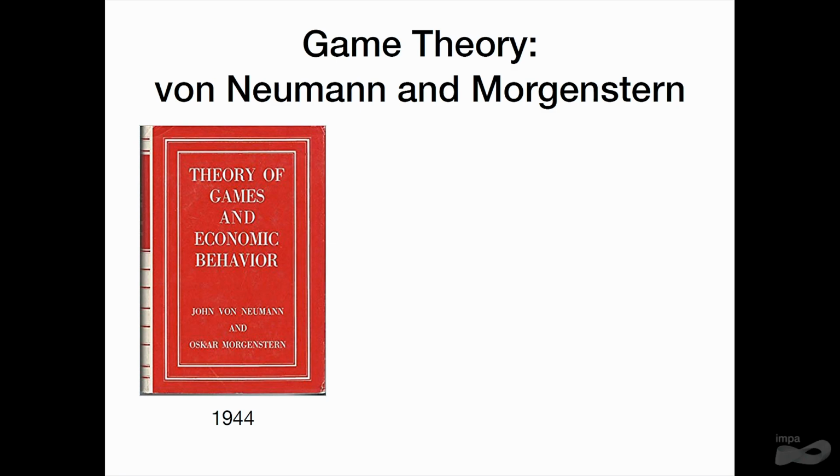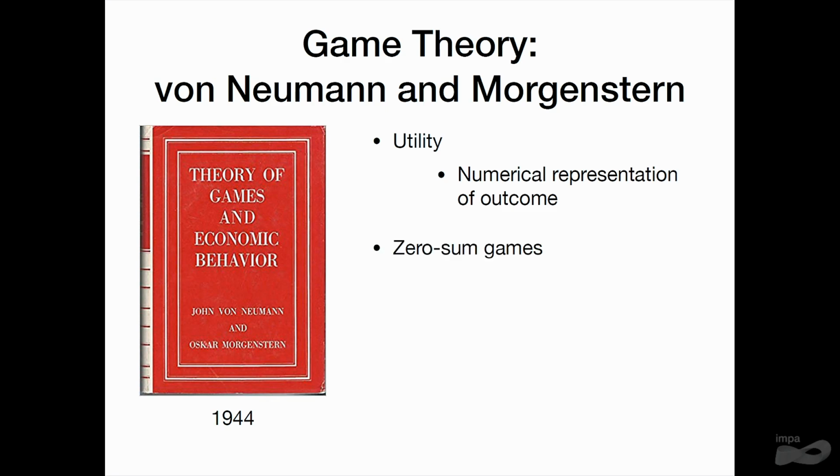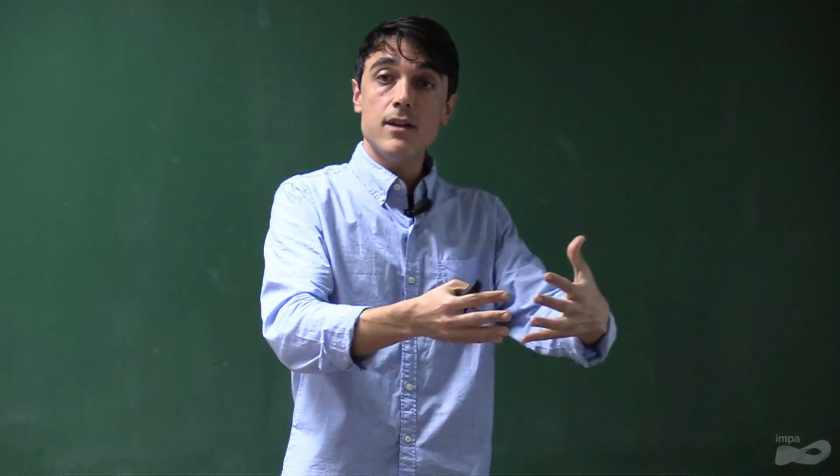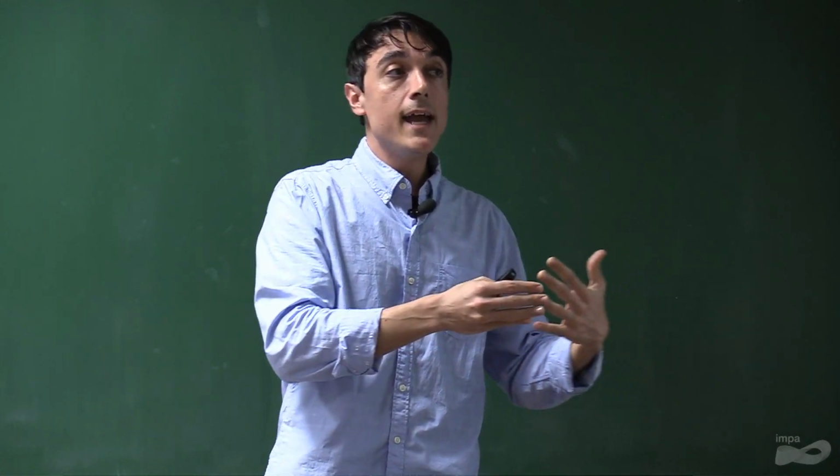So, brief history. Game theory started before this, but in the 40s, 1944, John von Neumann and Oscar Morgenstern released this book, Theory of Games and Economic Behavior. There, they really set a lot of these things straight. Like they axiomatized utility theory, which is the numerical representation of the outcome like we discussed. And they largely focused on zero-sum games. Actually, for the 40s and 50s, a lot of the focus was on zero-sum games in non-cooperative game theory and in cooperative games.